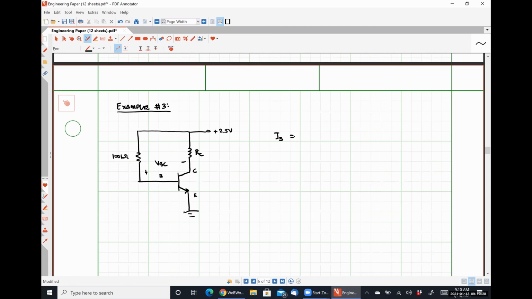So let's say that IS is 2 times 10 to the negative 17 amps. VA is equal to infinity. Beta is equal to 100. And again, what we want to know is what is the maximum value of RC such that VBC will be smaller than 200 millivolts.